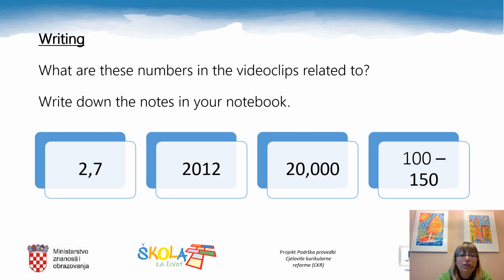The numbers 2.7, 2012, 20,000, 100 and 150 were all mentioned in the video clips. What are these numbers related to? I think you remember, but in case you don't, or in case you are not sure, your answers in the notebooks can help you too. Please copy the numbers and write the pieces of information related to them in your notebooks.